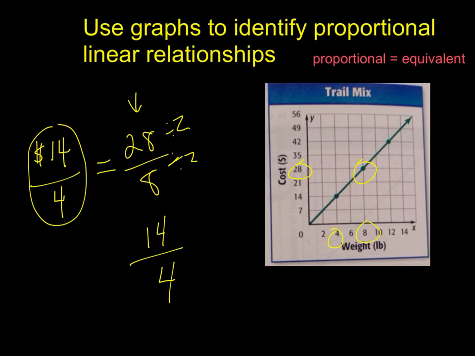So they are proportional. Now, if you couldn't do that, or if when you simplified one of these down and it did not equal the other one, then in that case they wouldn't be proportional. Okay, but in this case they are proportional.